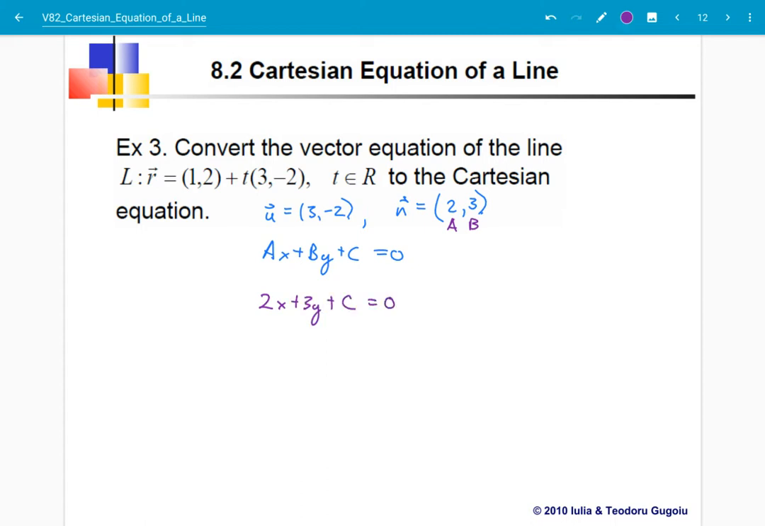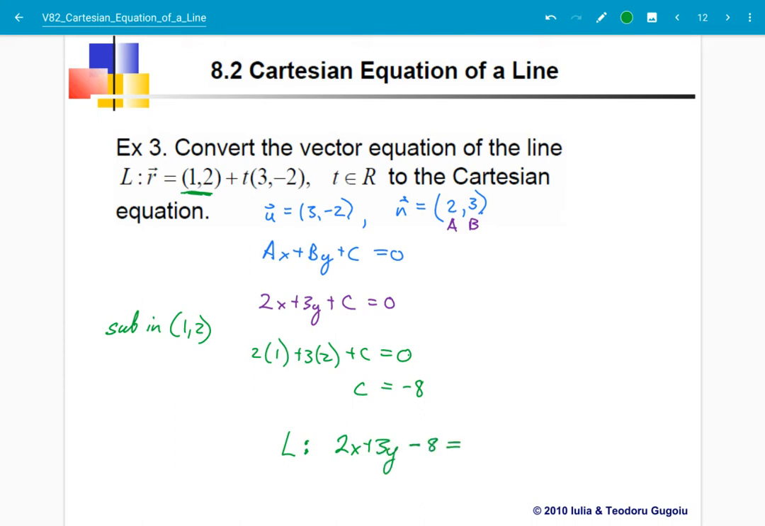How do we get c? We substitute in a point on the line. Which point? Well, r naught takes you to a point on the line, so we're going to sub in r naught. 2 times 1 plus 3 times 2 plus c is equal to 0. That is 8 plus c, so c is equal to negative 8. So our line is 2x plus 3y minus 8 is equal to 0. Cartesian equation of the line.